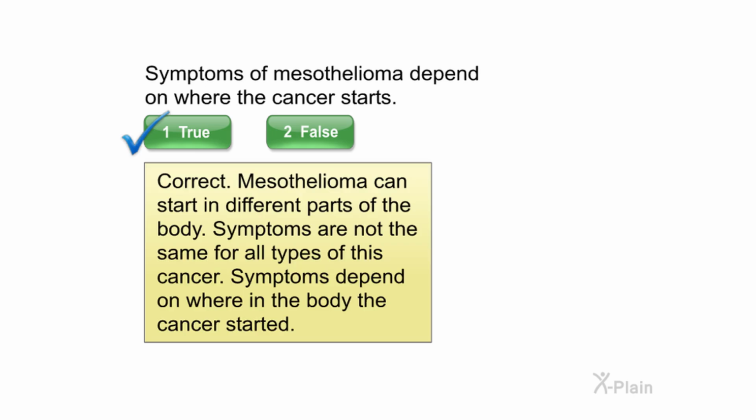Symptoms of mesothelioma depend on where the cancer starts. Select true or false. Correct. Mesothelioma can start in different parts of the body. Symptoms are not the same for all types of this cancer. Symptoms depend on where in the body the cancer started.